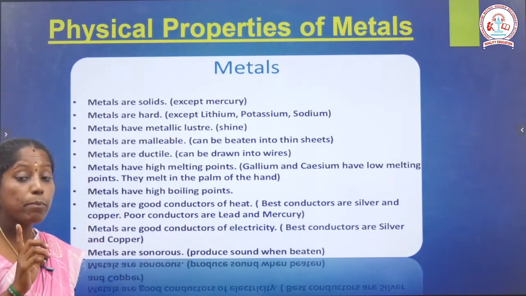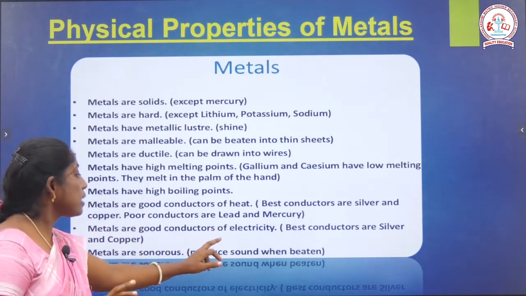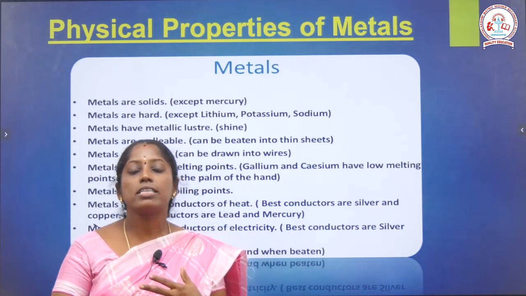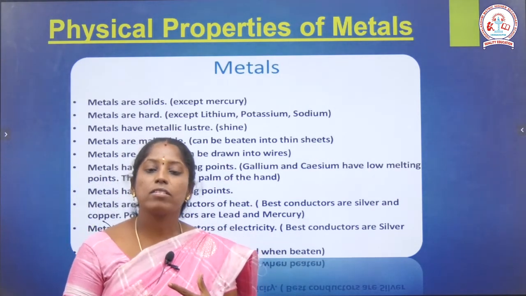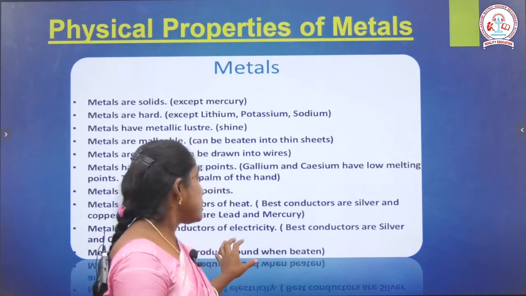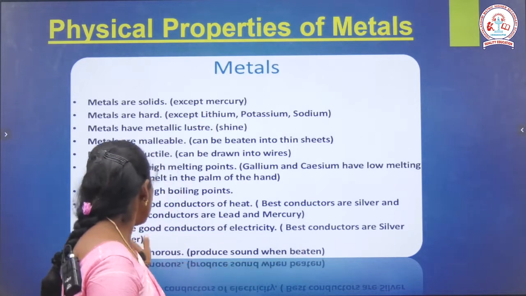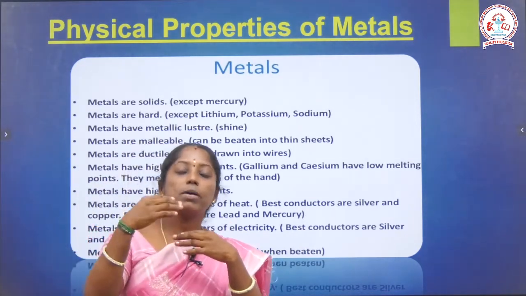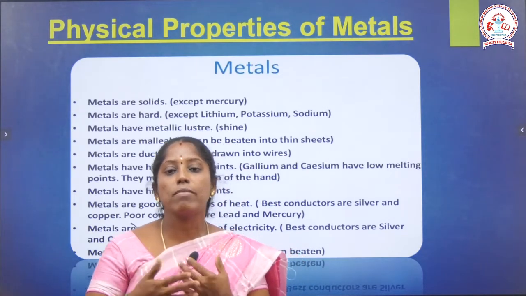Then another important point: metals are good conductors of electricity. All the electric wires and cables, even electric home appliances, are made of metals. The best conductors are silver and copper. Among silver, copper, iron and aluminium, the best conductors are silver and copper.